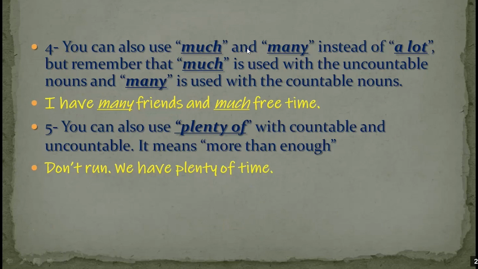We can also use much and many. They have the same meaning as a lot. But remember that much is used with the uncountable nouns and many is used with the countable nouns. I have many friends, countable. Much free time, uncountable. You can also use plenty of, and it means more than enough. Don't run, we have plenty of time. It means we have more than enough time. So you don't need to run. Remember, we use plenty of with the countable and the uncountable nouns.